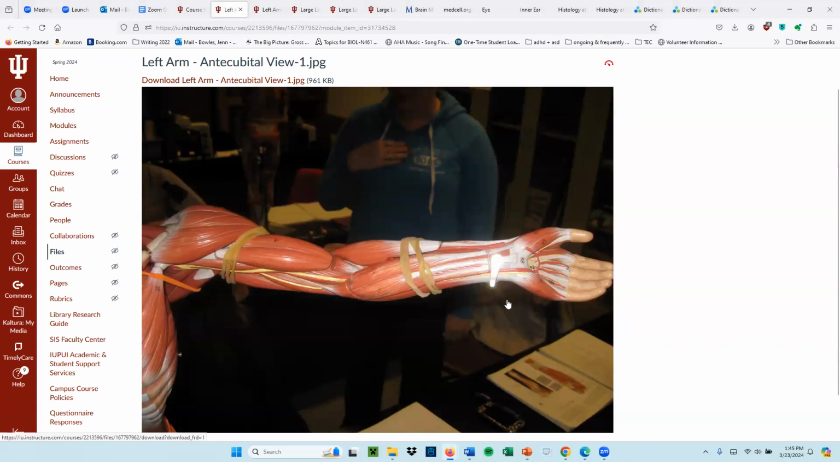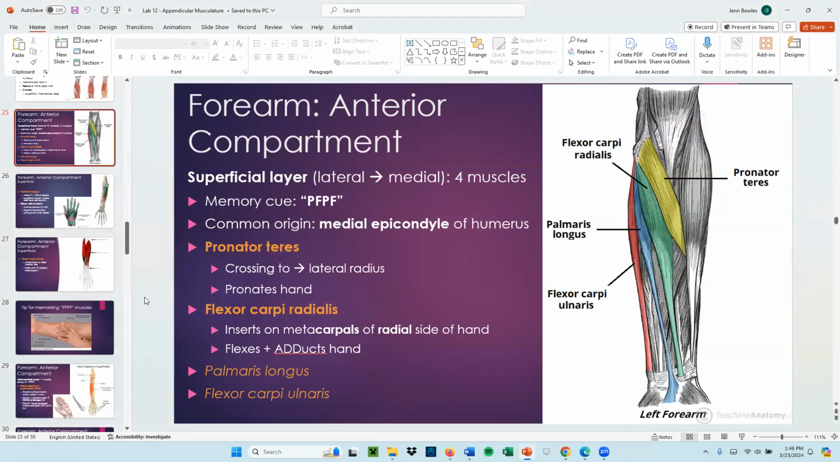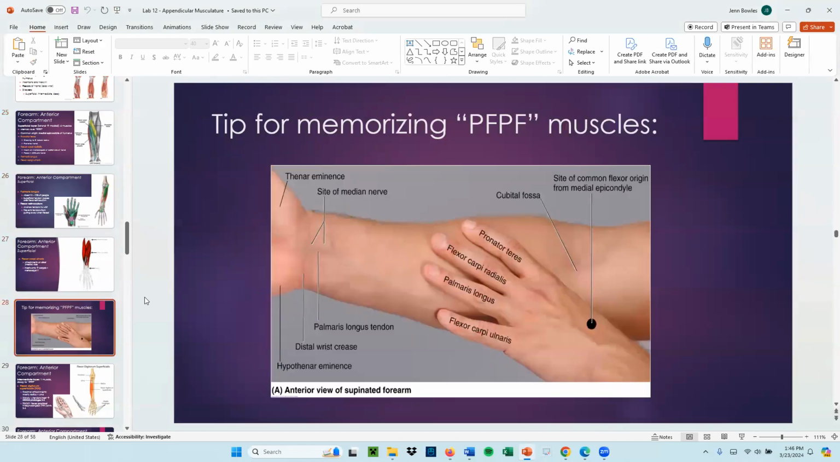And on our model, it's a little hard to see here, but you can follow this tendon down and see how it goes over that band of connective tissue. So this right here is our palmaris longus. All right. So those are the main things to study for the anterior forearm.